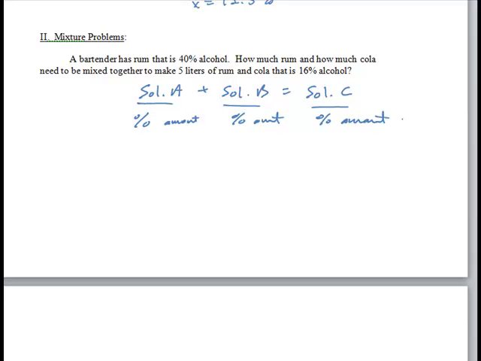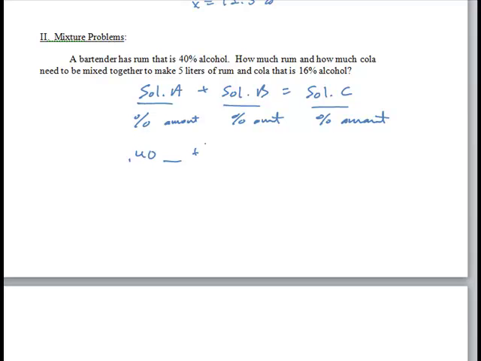So we want to read the problem. Should be pretty easy to recognize one of these mixture problems and fill in the information that we know. In this case, two things that are being mixed together, rum and cola. So solution A we'll call the rum. We know that it's 40% alcohol, so of course we convert that to a decimal. We do not know how much of it we need yet, so we'll leave that blank.